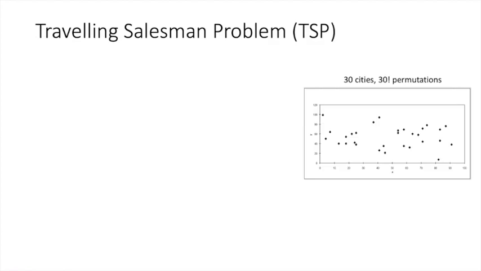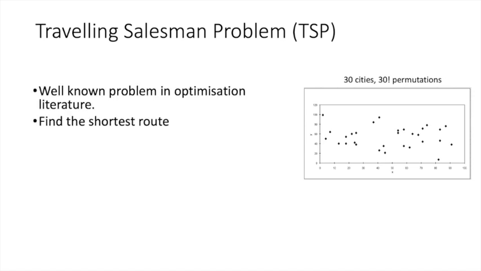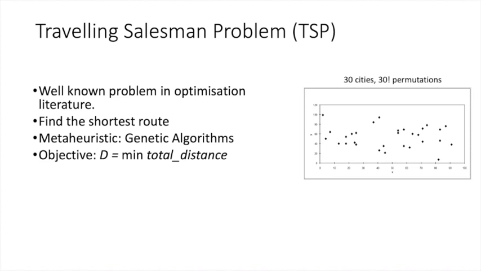Another well-known application of metaheuristics is the so-called traveling salesperson problem. Here, a salesperson has to visit many cities, and these cities are represented by dots on a map, as on your screens, and the task is to find the shortest route through all these cities. A common metaheuristic for the TSP problem is genetic algorithms. And the objective function here is to find a route that minimizes the total distance covered.